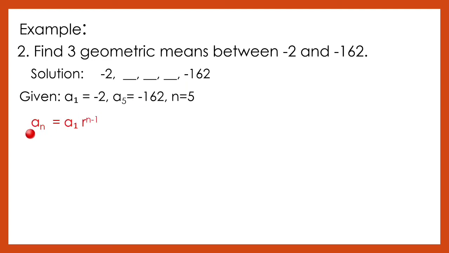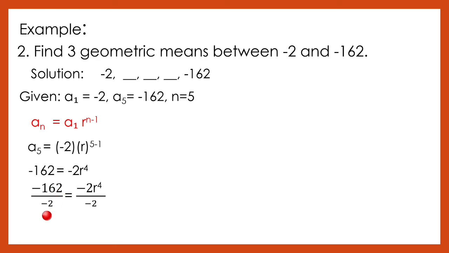We will still use a sub n equals a sub 1 times r raised to n minus 1. Substitute lang natin yung mga given sa ating formula. Ang a sub n natin is a sub 5. Ang a sub 1 natin is -2. Ang r natin is missing. Ang n natin is 5 and then minus 1. Kukunin muna natin yung common ratio para makuha natin yung 3 geometric means. Ang a sub 5 natin, substitute natin ng -162. -2 times r, 5 minus 1 is 4. And then divide both sides by -2.